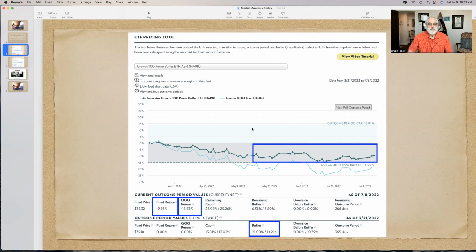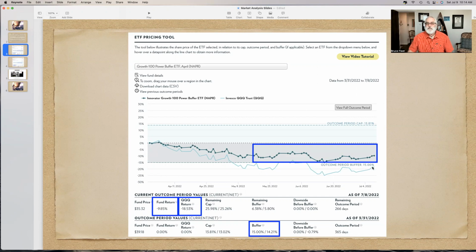This is as of Friday afternoon. The fund is down, or the investment's down 9.85%. It's based on the NASDAQ 100, or the Qs, which is down almost twice that. It's down 18.5%. So once again, on a standalone basis, if we have an investment that's down 9.85, but the underlying index is down 18.53, that's pretty darn good, but that's not where the story ends.